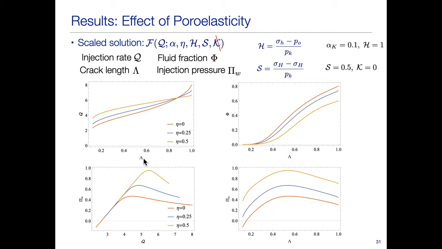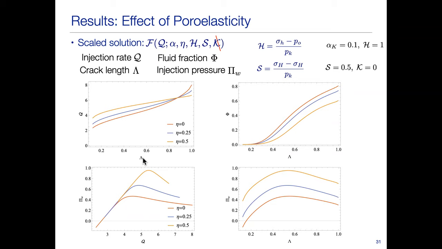Everything's dimensionless. It's for a particular set of parameters. In this case, toughness was equal to zero, and we have a certain stress deviator applied at the boundary, so therefore we should have a small h here. The maximum stress was not the same as the minimum principal stress, but you see here this kind of monotonic increase of the injection rate versus the crack length.